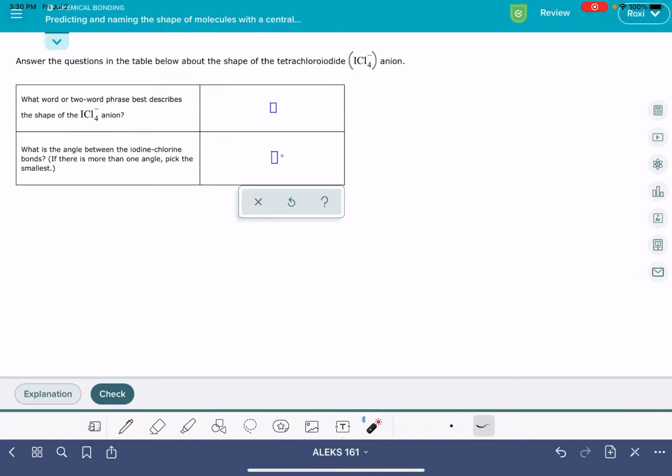In this video, I'll show you how to solve the ALEKS problem called predicting and naming the shape of molecules with a central atom. In order for us to come up with the shape of a molecule, and this problem is asking us also to come up with a bond angle, we always have to start by drawing a Lewis structure for that particular molecule.